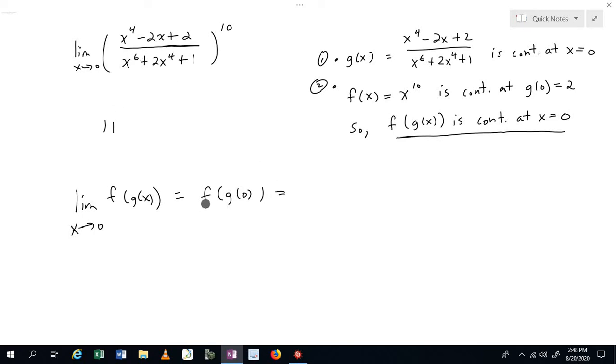And so let's see what f evaluated at g of 0 is, and then we'll know what this limit is. Well, we know g of 0, you plug a 0 in for g, you get 2, right? So this is f evaluated at 2. And then when you plug a 2 into f, you get 2 to the 10th power, which is some big number. You can put that in your calculator to see what it is, but that's the limit of this composition. So that's how you would apply that previous theorem. This is a good example showing you how to apply that theorem that we talked about.